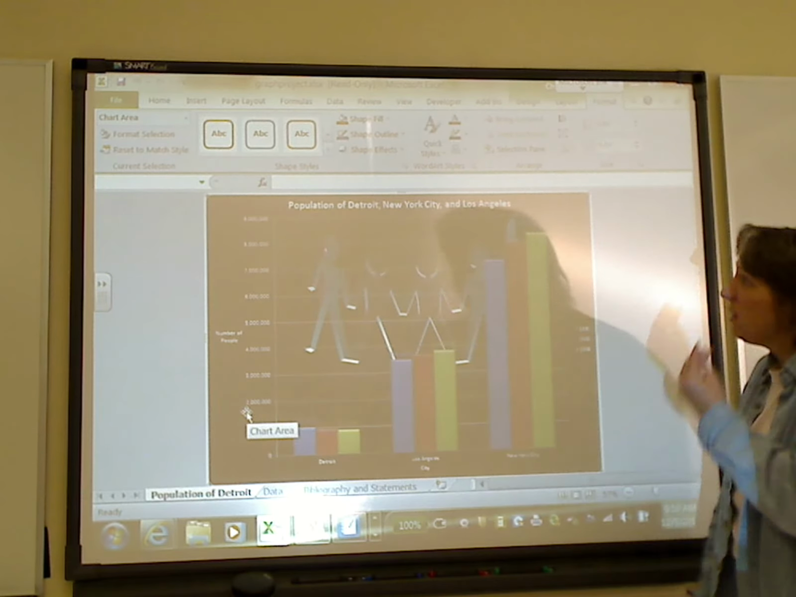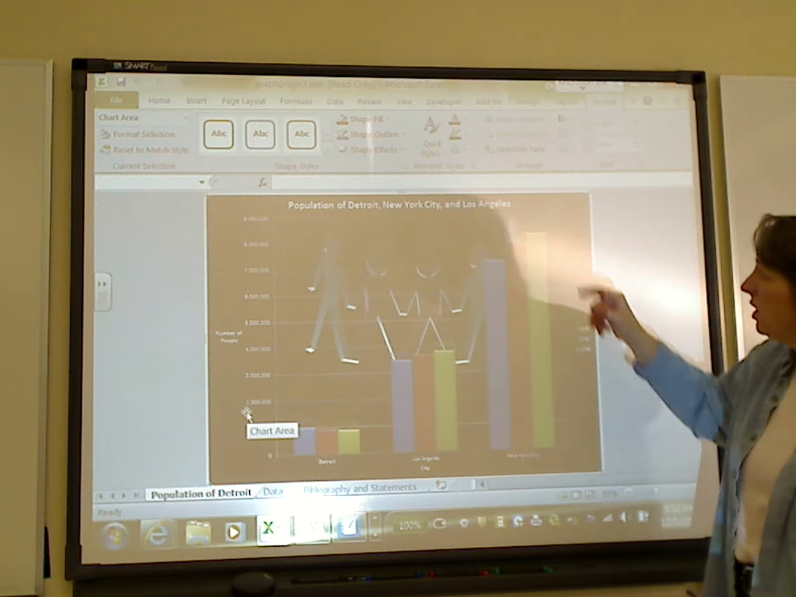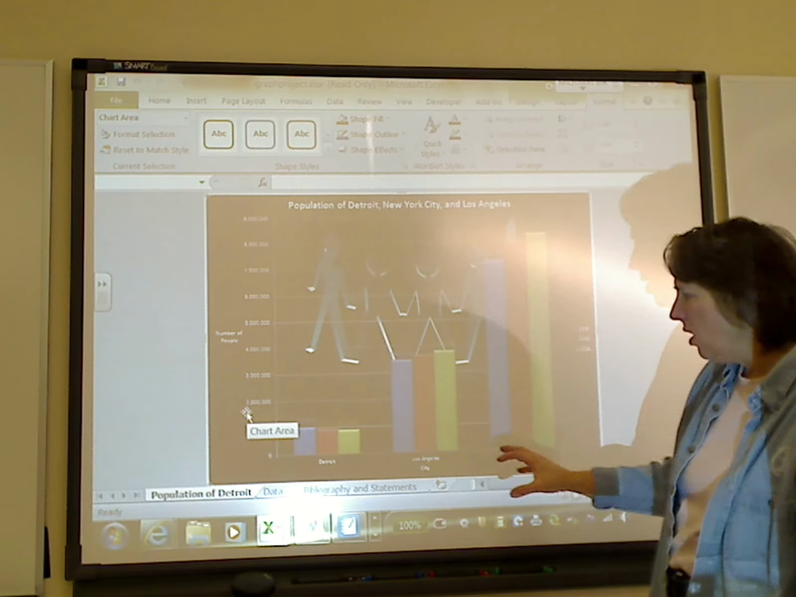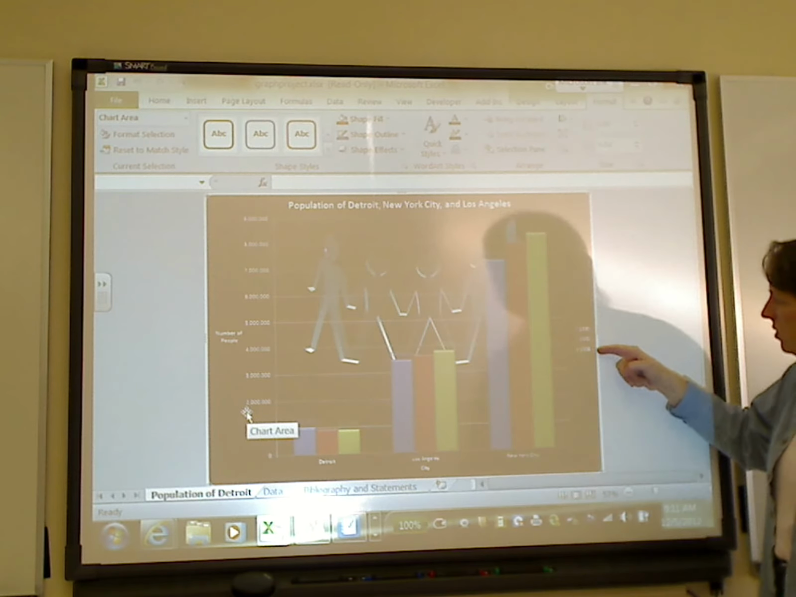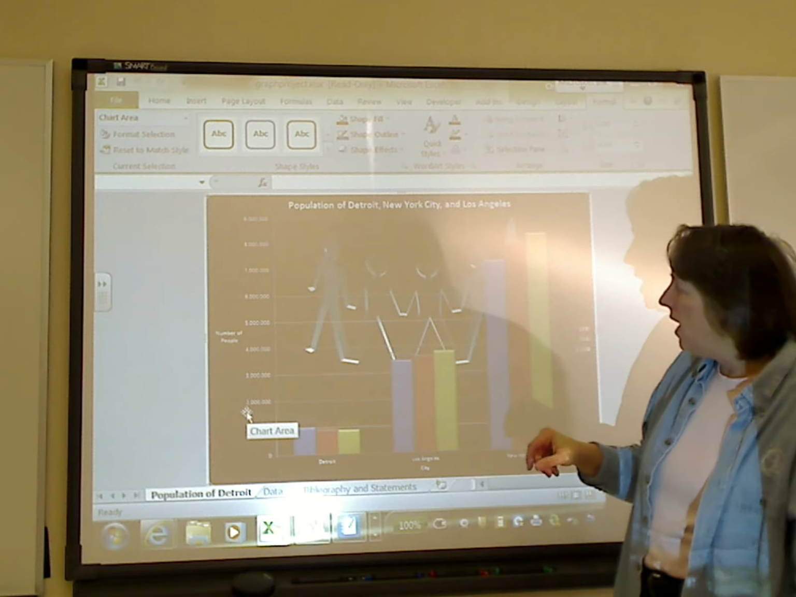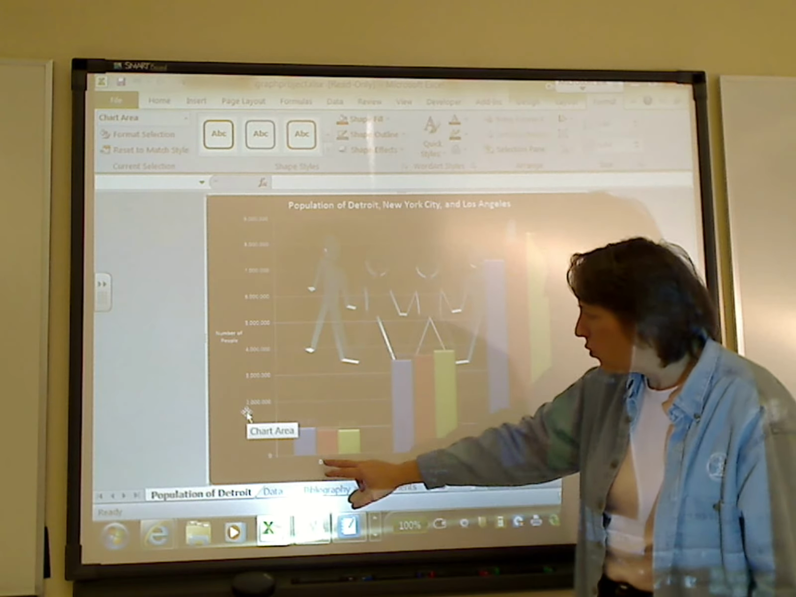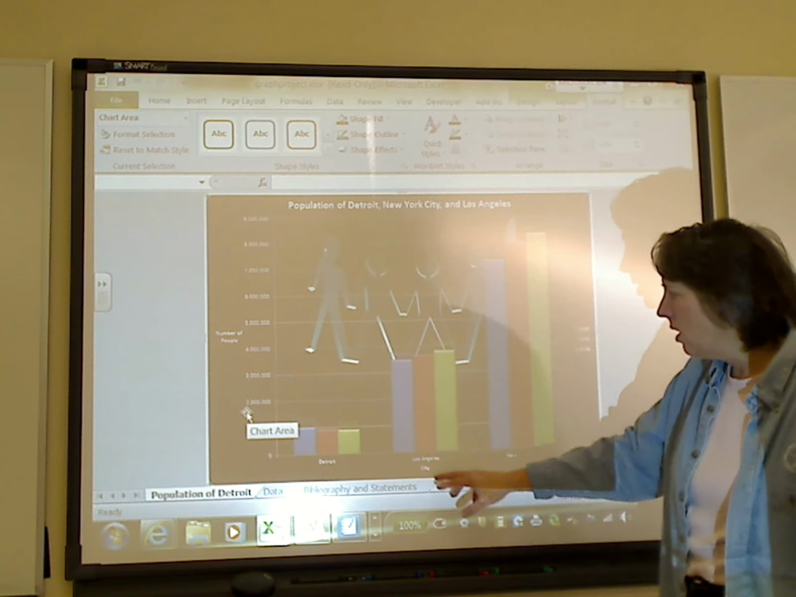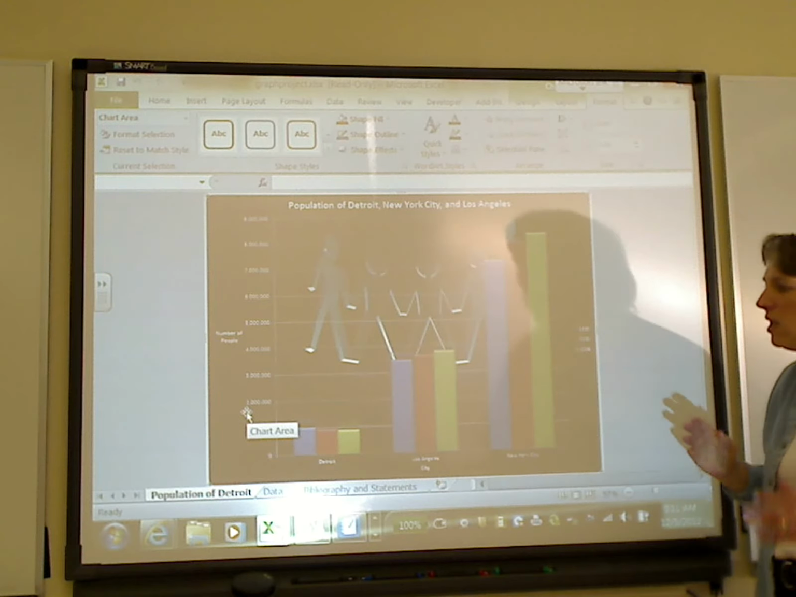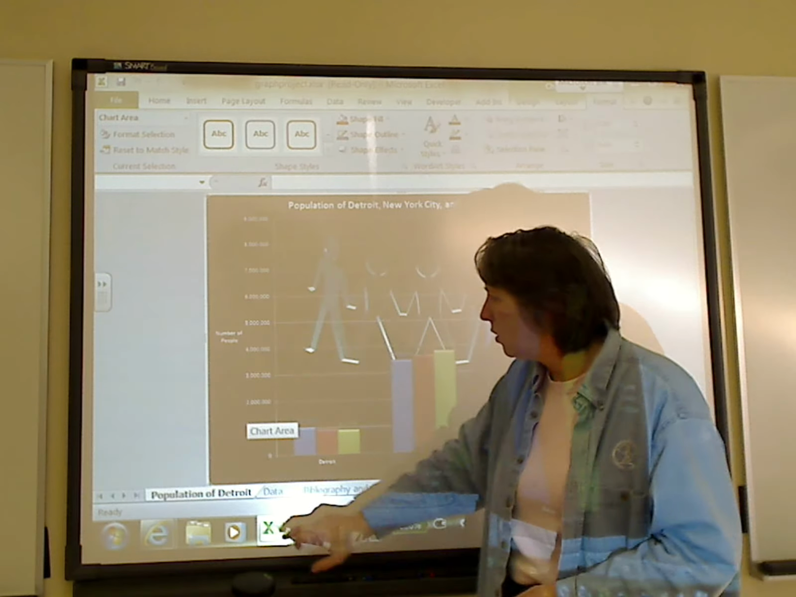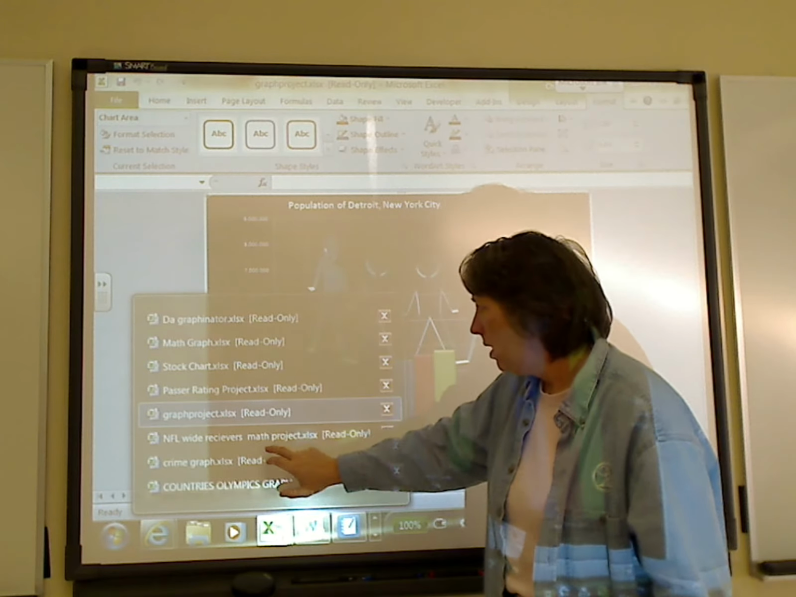This one is the population of Detroit, New York City, and Los Angeles. It's a bar graph. Each one represents 1990, 2000, 2008, and it shows Detroit over those 3 years, Los Angeles, and New York, and how it's climbed in different areas. These, again, are ideas of what to graph, make graphs of.